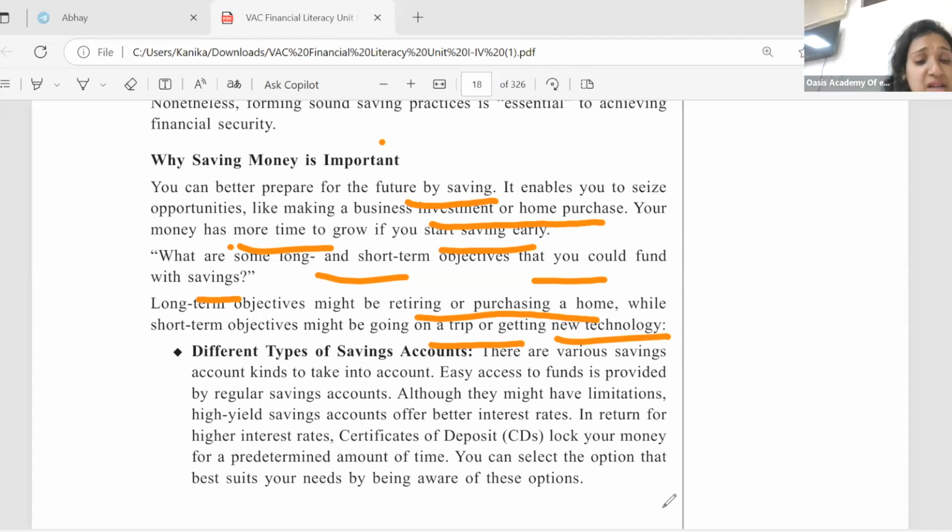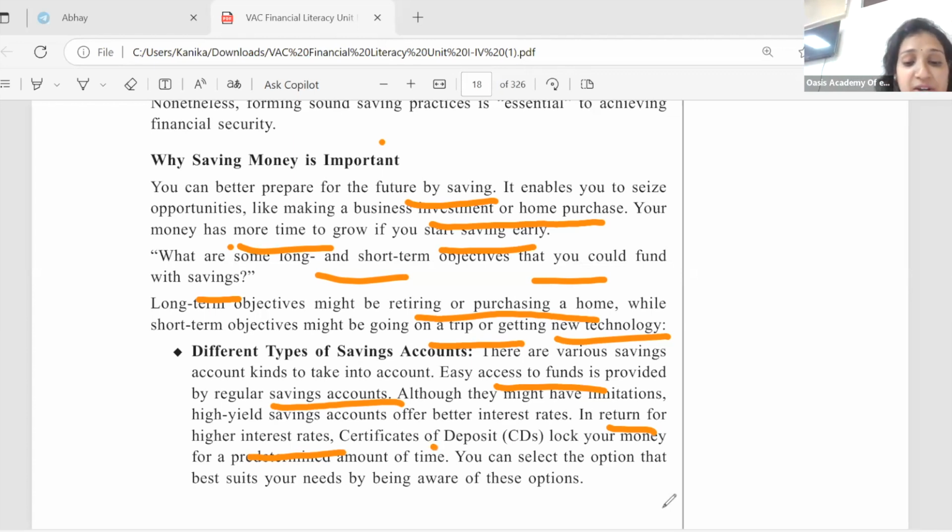Then there are different types of savings accounts. Now, how can you save? There are various saving methods, like savings accounts. Easy access to funds is provided by a regular savings account. If you want to save, you will save in a savings account in a bank, although they might have some limitations. In return, you earn interest on that.